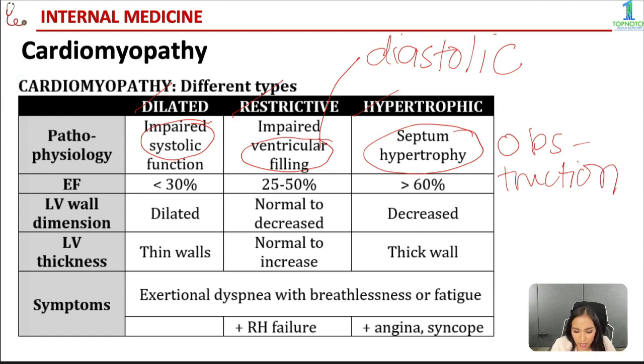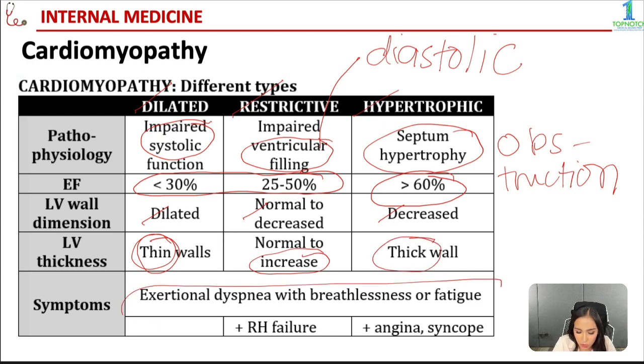In dilated and restrictive, yung ejection fraction mo mababa. In hypertrophic, yung ejection fraction mo actually medyo mataas pa. Yung LV wall dimension sa dilated, of course, dilated. Sa restrictive, normal to decreased. In hypertrophic, it's decreased. LV thickness, ito very thin, no? Thin. Ito increased. Ito din increased. But all of them would present with symptoms of heart failure. Okay?